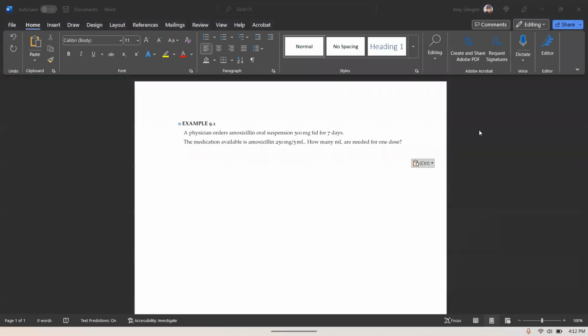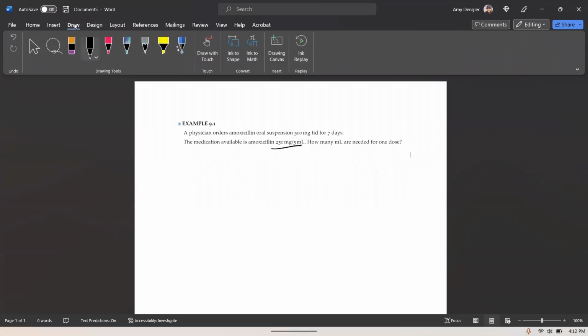Okay, so example 9.1, a physician orders amoxicillin oral suspension, 500 milligrams TID for 7 days. The medication available is amoxicillin 250 milligrams per 5 ml. How many ml are needed for one dose? So one dose meaning every time they take it, not for the entire 7 days. So we have the stock strength here, 250 milligrams over 5 ml.